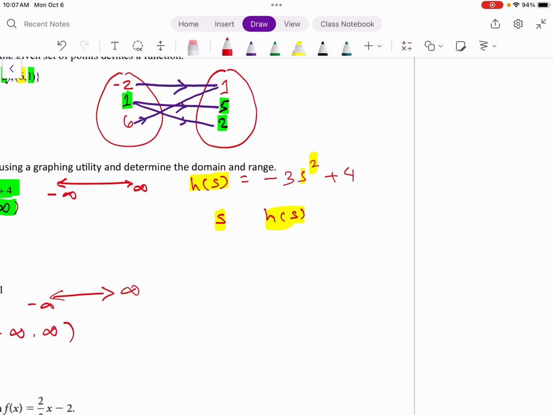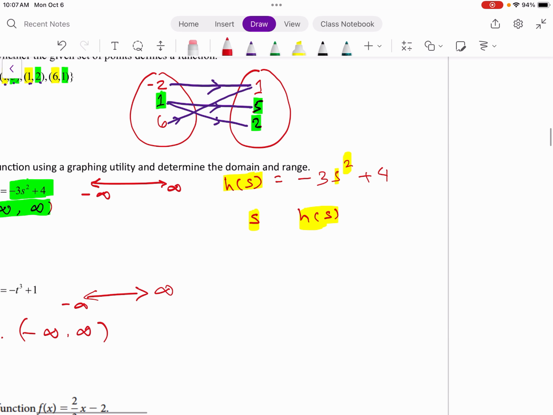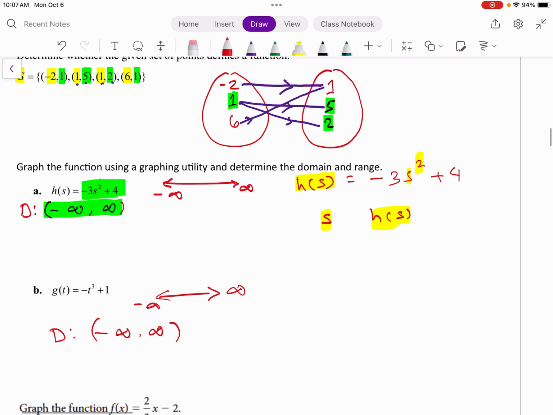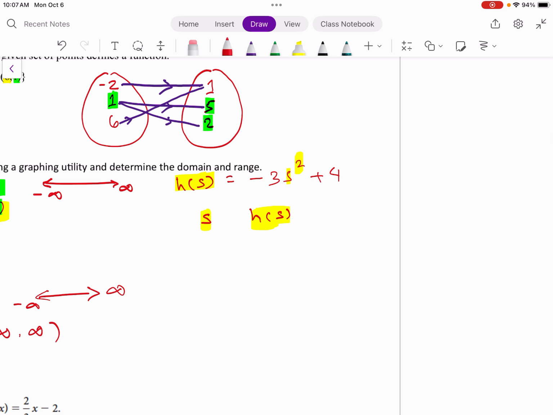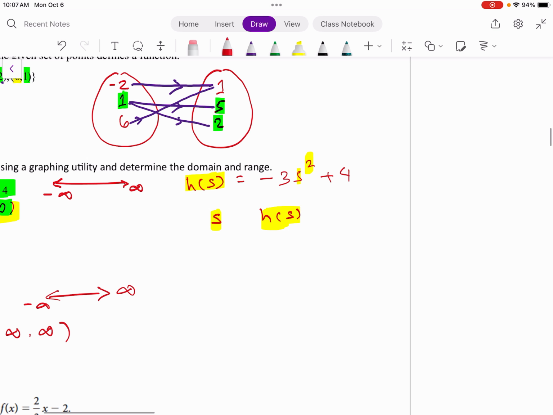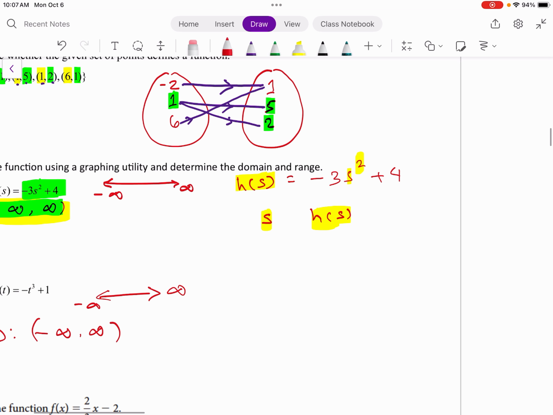Now let's find our output given that we know our input. We know the domain for this function is any real number. So let's pick an input. You can pick any input and let's find the output. Let me start with positive 3. If our input is 3, what will be the output? If our s is 3, what will be our output?